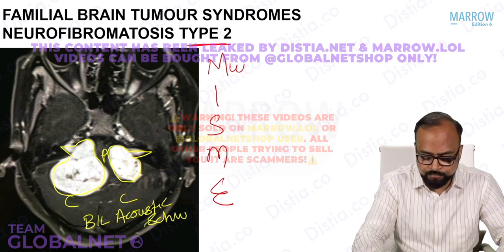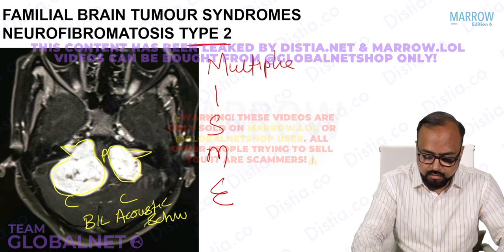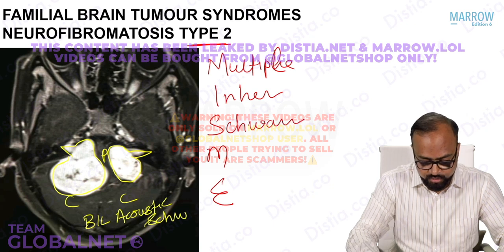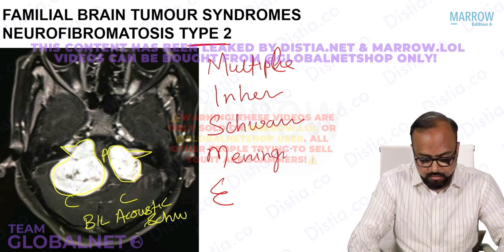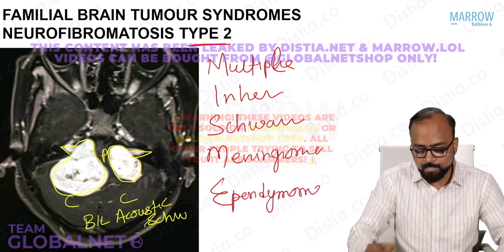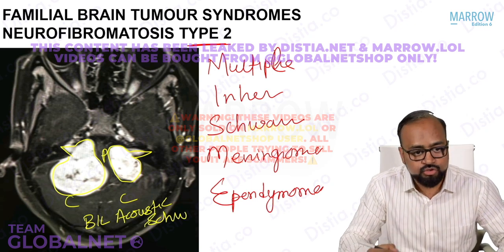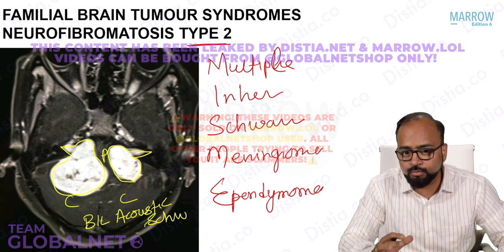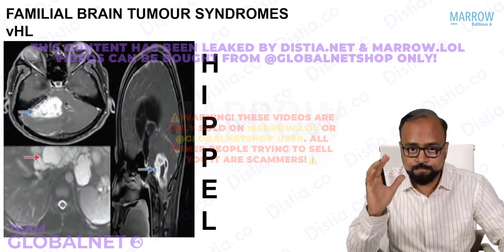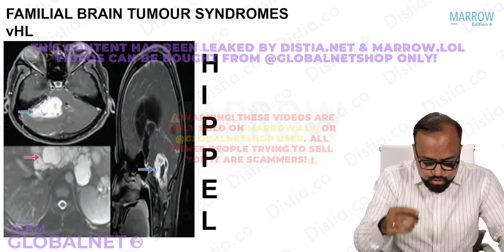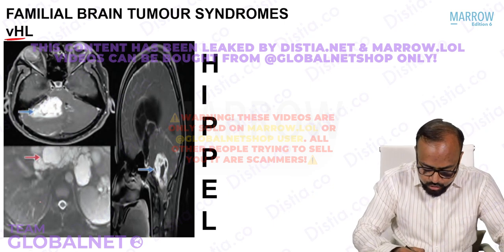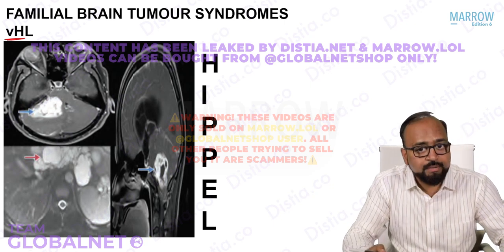Just to revise, it is called MISME syndrome. What is MISME syndrome? It is multiple inherited schwannoma, that is acoustic schwannoma you see here, meningioma and ependymoma. Multiple inherited schwannoma, meningioma and ependymoma. So this is neurofibromatosis type 2. Now another typical syndrome is called von Hippel-Lindau syndrome. One way you can apply the mnemonic secret is to remember the various components of von Hippel-Lindau syndrome by a mnemonic of Hippel.